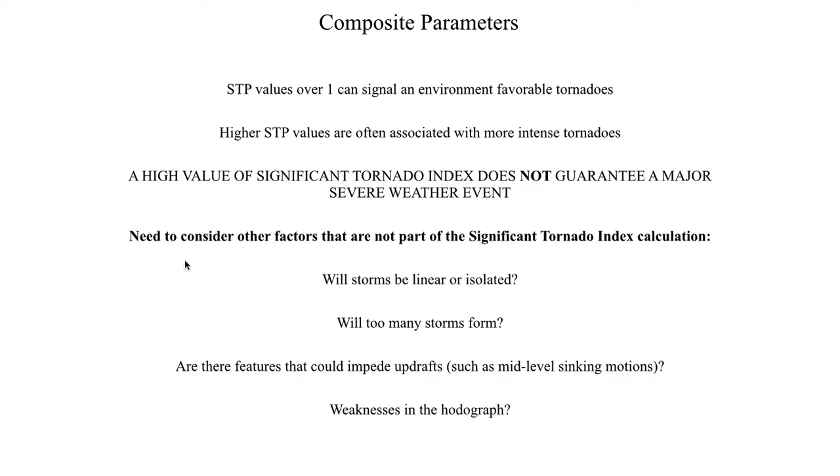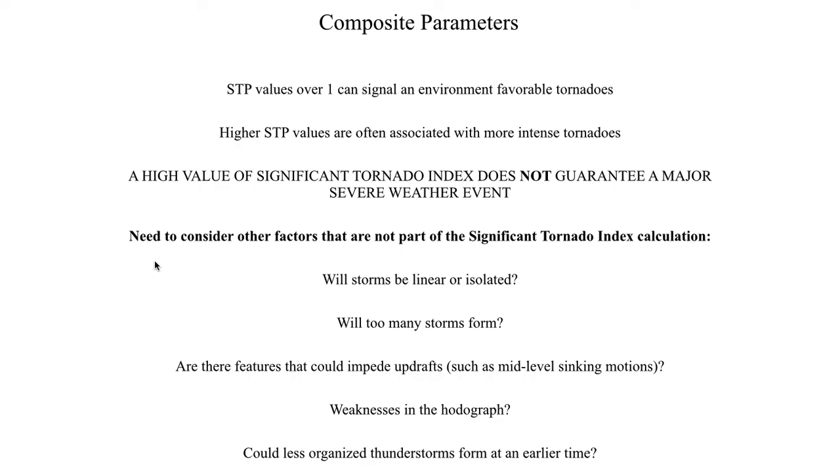Another thing that's very important and also overlooked by the significant tornado index is this does not account for any potential weaknesses in the hodograph. So you can have hodographs that are, say, S-shaped, which give you messy storm modes. You can have S-shaped hodographs that give you high values of helicity, but those S-shaped hodographs are going to favor messy storm modes, which have less of a chance of producing tornadoes.